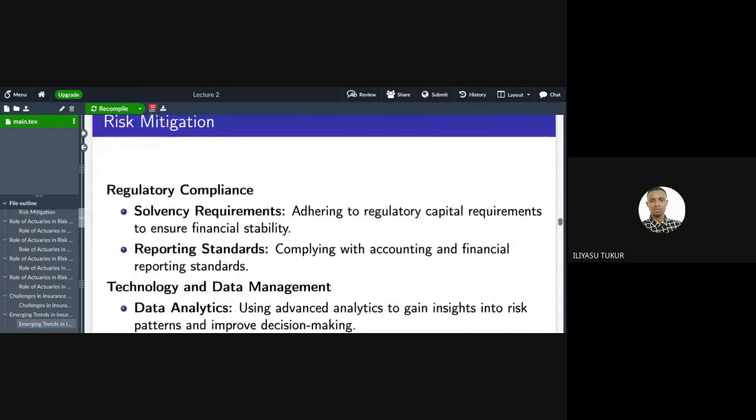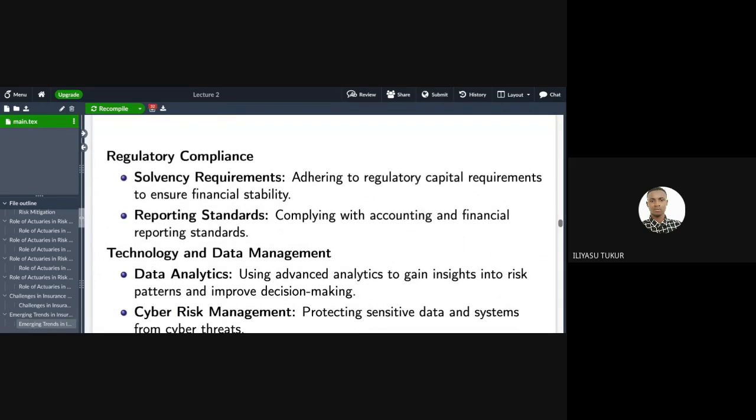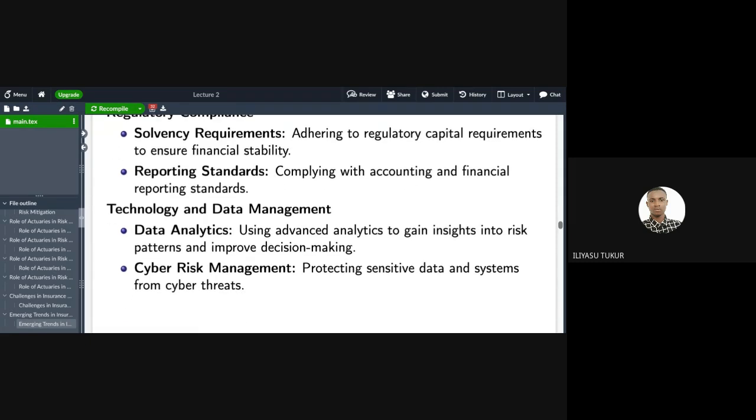So that is that one. Then regulatory compliance, like I mentioned. Taking into account adhering to regulatory capital requirements to ensure financial stability. Each country defines their capital requirement, but this is standard. Solvency requirement. Some countries define it by a certain amount, some by percentage. You have to have a certain percentage before you can operate, or before we can say this company is insolvent, like having the financial capability to operate. Reporting standards, complying with accounting and financial reporting standards. So these are things that, when we comply, are a way to mitigate risk.